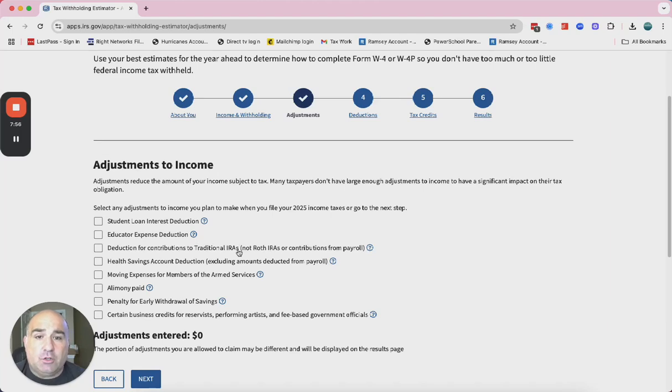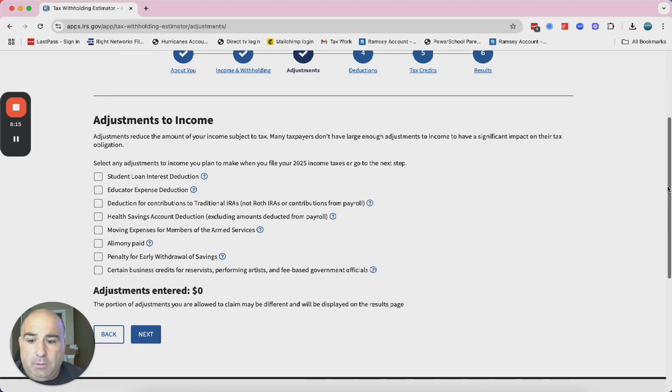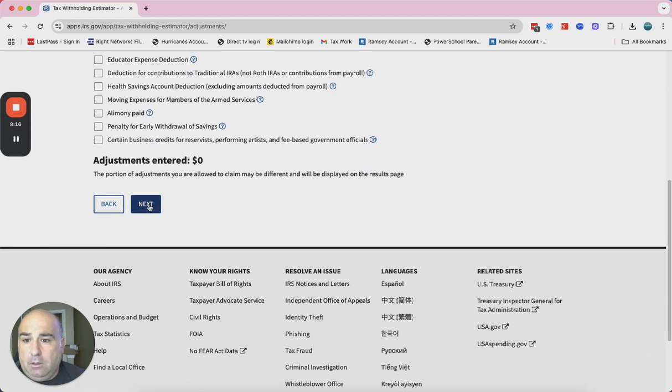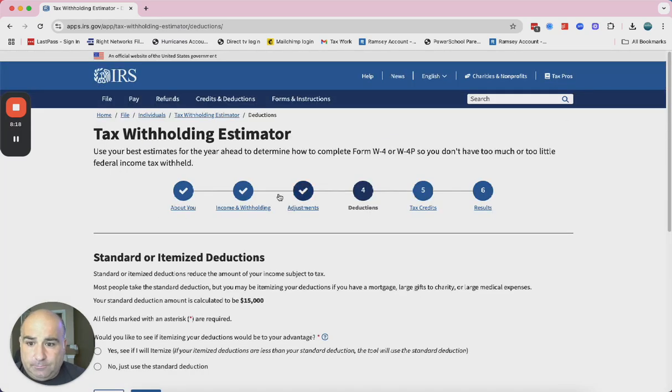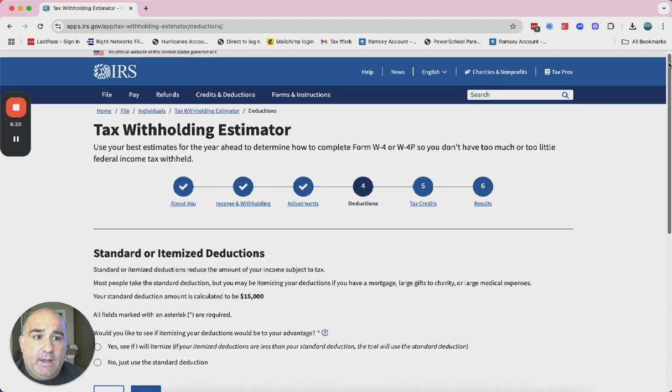Contributions to the traditional IRAs, so that's similar to the 401ks, but specific to traditional IRAs. But if it's a Roth, you don't get any tax break for that, so don't include any Roth. Nothing really for most people there. So we click next.